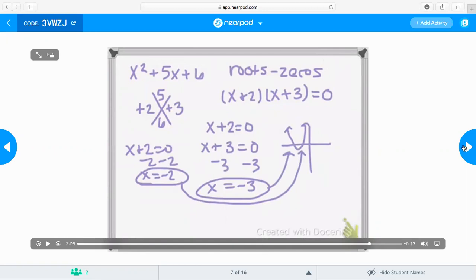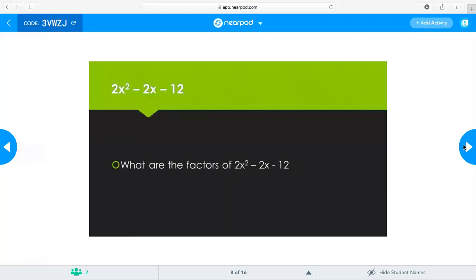So let's try it on our own. Let's find the factors of 2x squared minus 2x minus 12. Do y'all think y'all could do that within 2 minutes? 2 minutes? You give us too much credit.